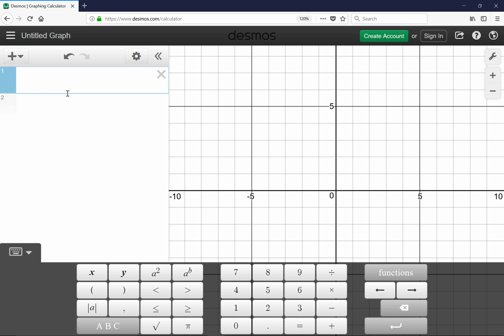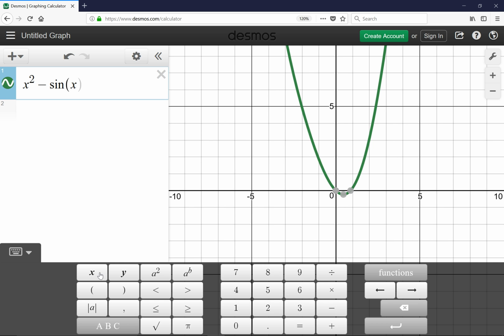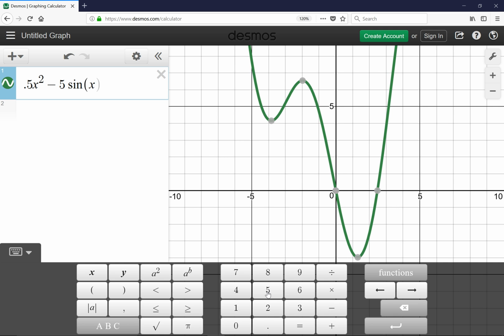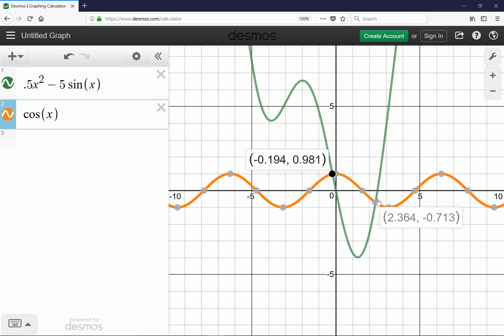Okay? If you add, I don't know, x squared minus, I don't know, sine x, because we can. Let's do 5 sine x. And let's make this a 0.5 x squared. And then let's do cosine of x. Okay, cool. Now, suppose I want to find this actual area where they actually intersect. So from right there to right here.